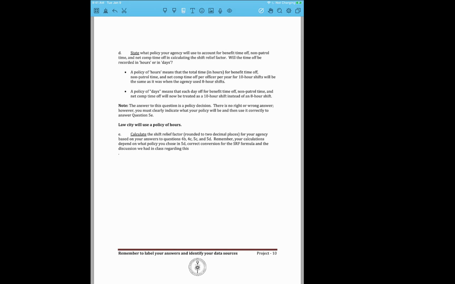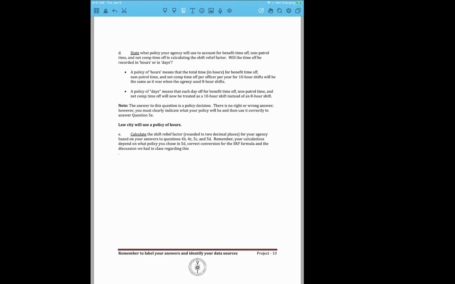Every normal person, other than a police officer, because we're not normal by any stretch, and we're not normal because we work longer shift lengths. And as a result of longer shift lengths, our regularly scheduled days off increase. Well, most other people throughout the city don't get that benefit. They work an 8-hour shift length, and all calculations for benefit time, net comp time, and non-patrol time are based on everybody else in the city or county, based on an 8-hour shift length.